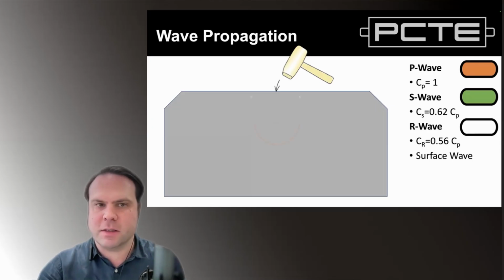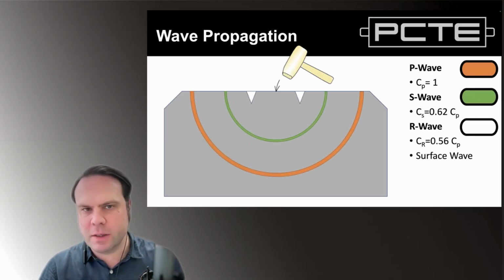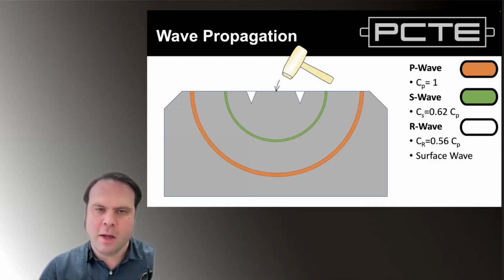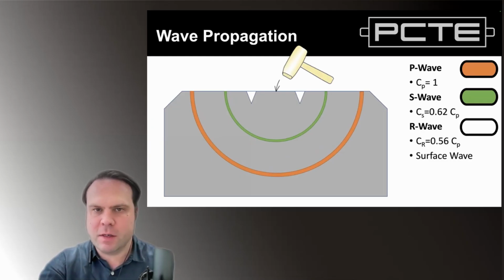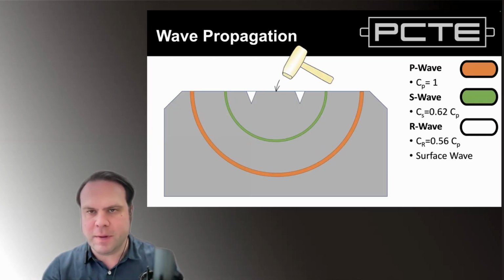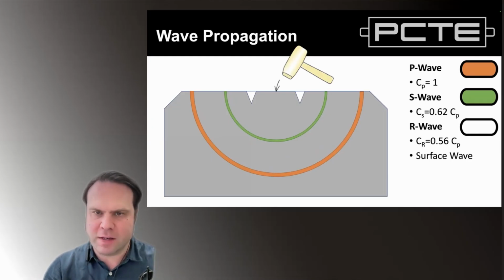Now that strike doesn't only produce compression wave energy. It's going to produce compression wave energy, shear wave energy, and surface wave or Rayleigh wave energy. And the sensor, even though it's most sensitive and broadly intended to capture the compression waves, will be influenced in some ways by these other forms of energy.